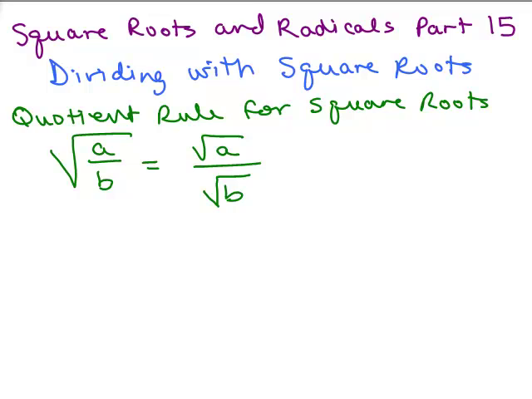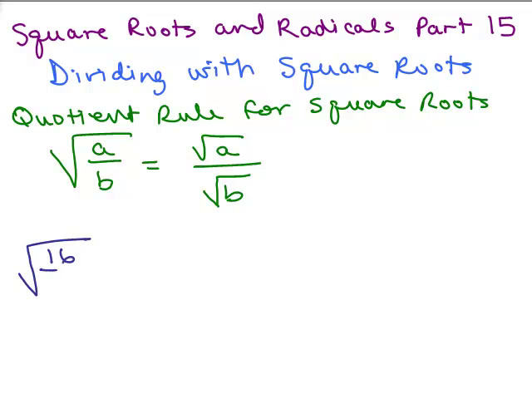This is part 15 of square roots and radicals, and we're going to begin with how to divide with square roots. So the quotient rule for square roots simply says the square root of a quotient, the square root of a over b, is equal to the square root of a over the square root of b. Now, we've done some of these problems in previous videos.